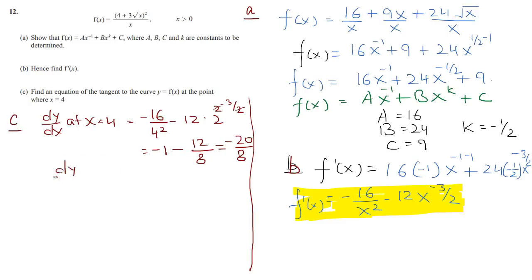So dy over dx is minus 20 over 8, which is minus 10 over 4. 4 times 5 is 20 and 4 times 2 is 8. That is one value.